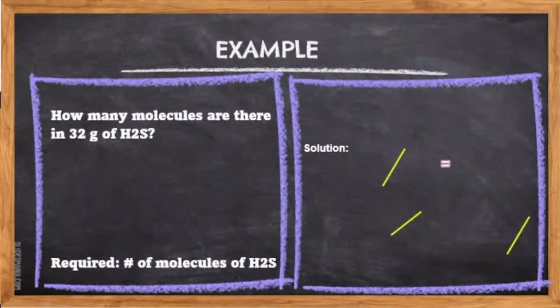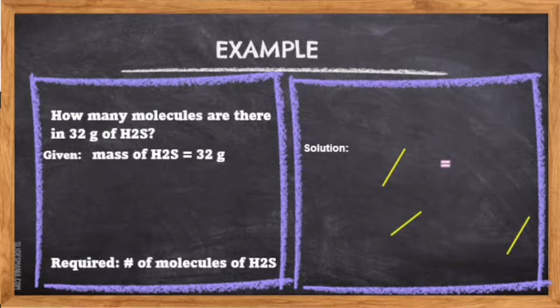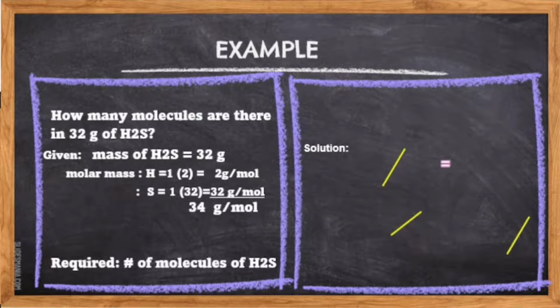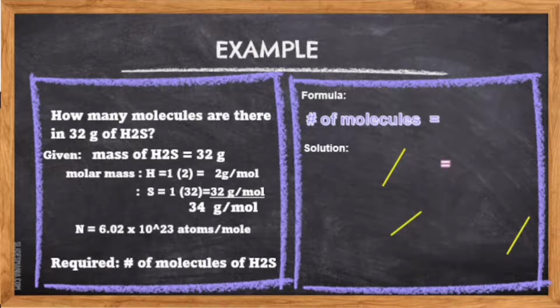How many molecules are there in 32 grams of hydrogen sulfide? So the given is the mass of hydrogen sulfide, which is 32 grams. You have to get the molar mass of H2S, so you will get 34 grams per mole. The required is the number of molecules of hydrogen sulfide. So the formula is the number of molecules equals mass divided by molar mass times Avogadro's number.